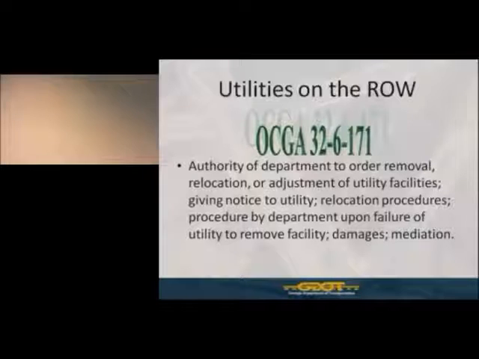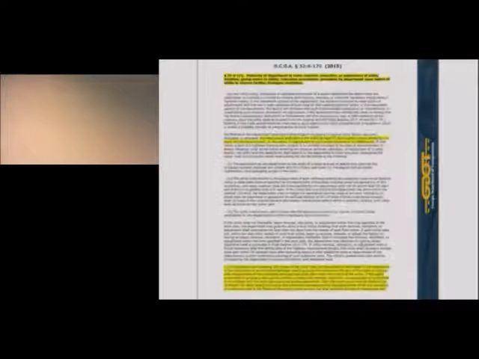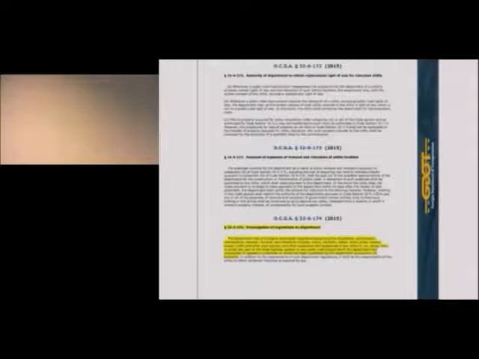Now, on the flip side, on the state side, OCGA 32-6-171, which is the Official Code of Georgia Annotated, essentially state law, also grants the department the authority to order the removal, relocation, or adjustment of utility facilities after giving proper notice, and to set relocation procedures, to direct utilities how they must operate when they're on the public right-of-way. This is a handout of the sections of state law, OCGA 32-6-170 through 174, that address the direction with which the department operates as it relates to utilities being on public right-of-way, and how the department manages those facilities on public right-of-way.